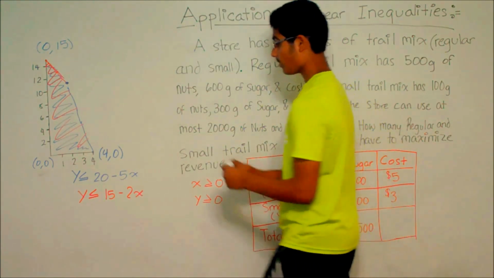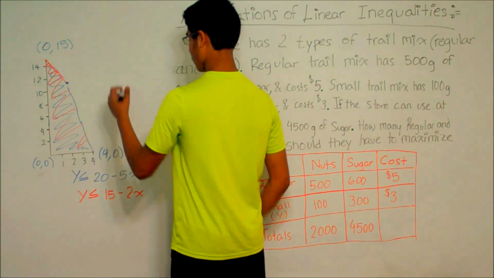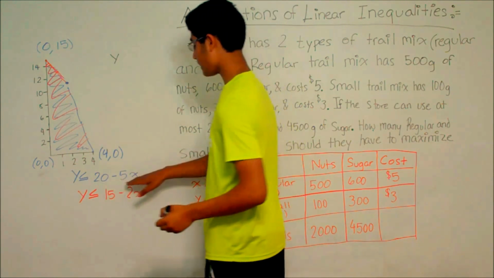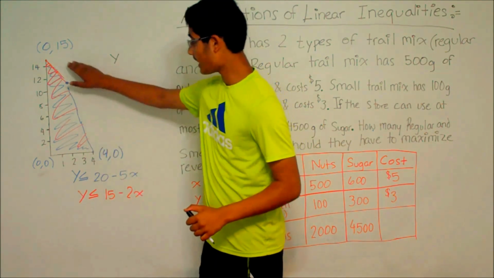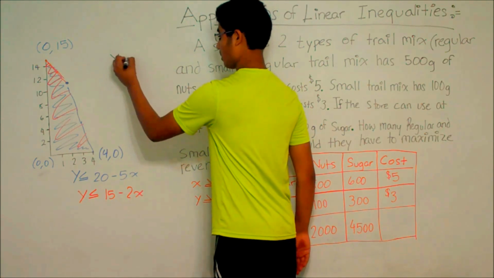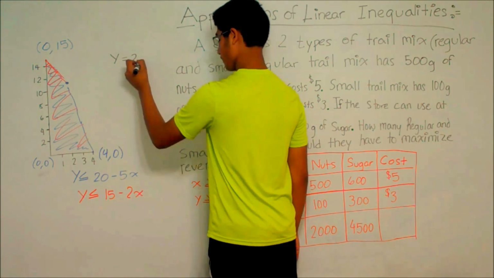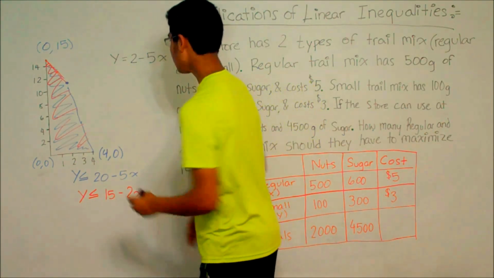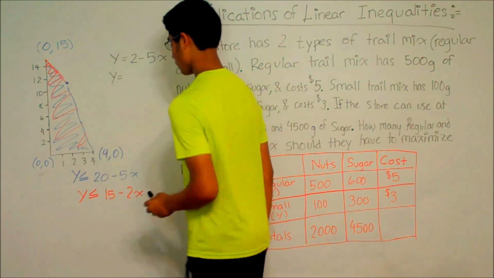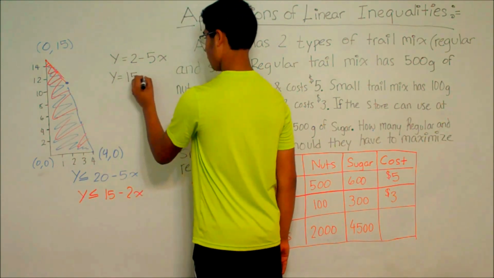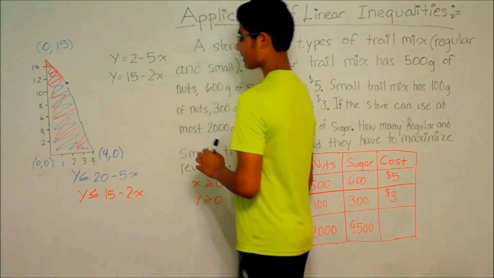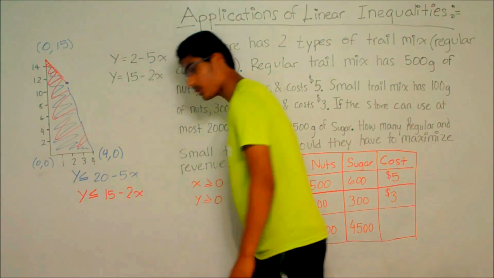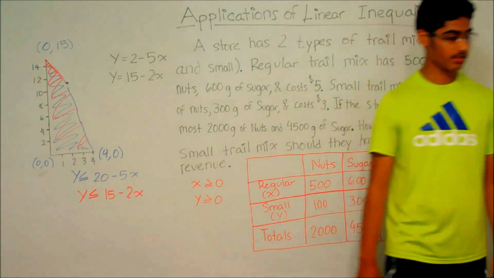So let's do that. We have y is less than or equal to 20 minus 5x. But here we have to find out where the lines meet, so we're going to say y is equal to 20 minus 5x and y is equal to 15 minus 2x. To make this simpler, instead of actually solving this, we're going to graph it on the calculator and then find the values.